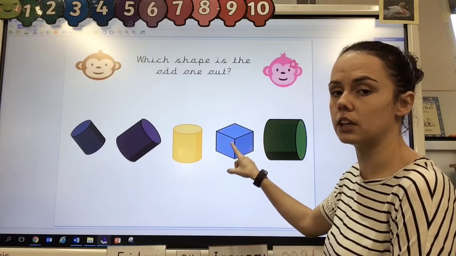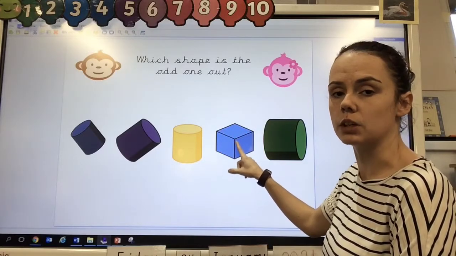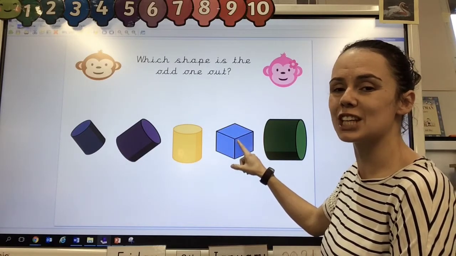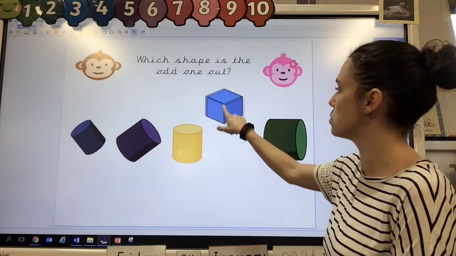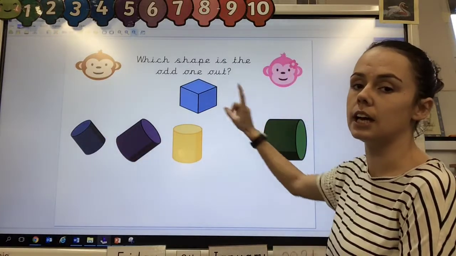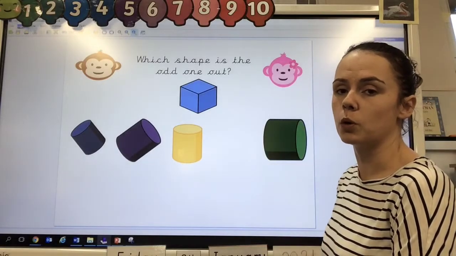Does this have a circle in it? No. Does it have a rectangle in it? No. What shape is this? That's right, it's a cube. So this one is the odd one out because this is also a cylinder. So all cylinders, and there's our odd one out, cube. Well done.